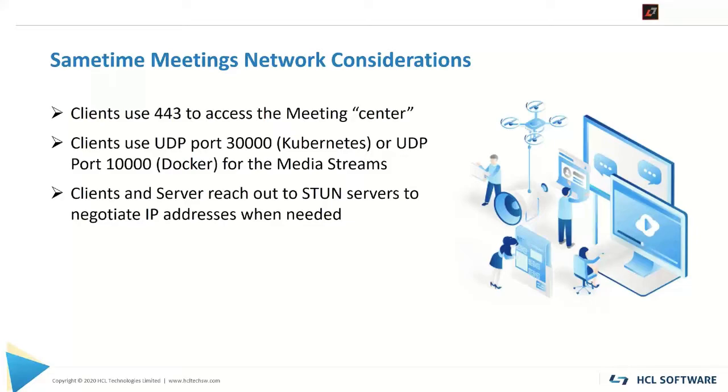Now, keep in mind, this is the inbound port to the Docker or the Kubernetes container. The outbound port back to the clients is dynamic based on the client. It's an ephemeral port. Most firewalls allow for this pinhole type of communication, but just keep in mind that the only one you open to your server is 10 and 30. Outbound back to the clients will be determined by the client itself and is dynamic. And then finally, again, just to reiterate that the clients and the servers both reach out to the stun servers to negotiate IP addresses as needed.